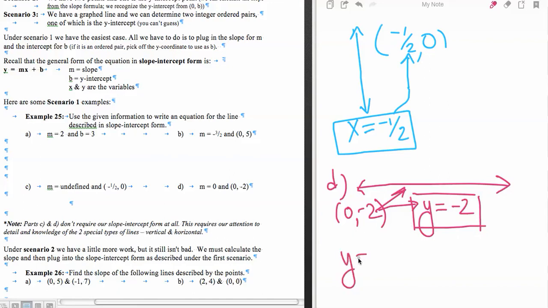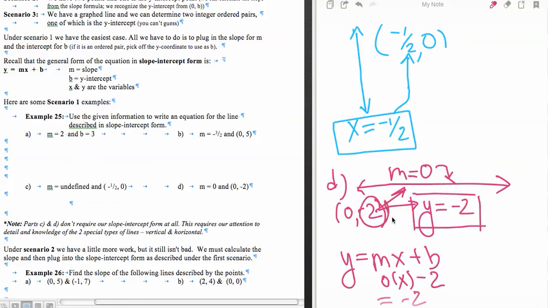Now remember with the slope-intercept form, right? y equals mx plus b, that's very obvious. 0 times x plus a negative 2, and that tells us that y equals negative 2. And that's great, but it's much easier than that, and I really want you guys to get used to recognizing that when you're given a slope equals 0, you're talking about a horizontal line. And for horizontal lines, whatever the y-coordinate is, that is the equation.